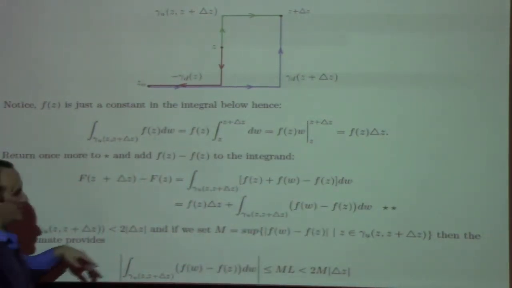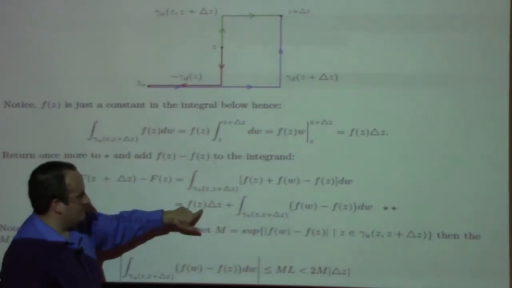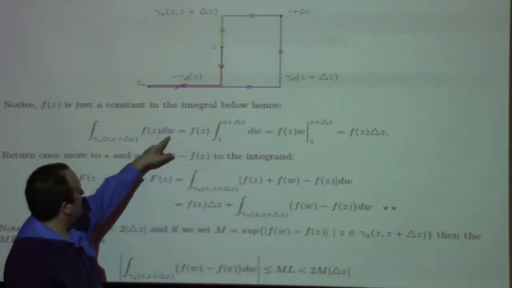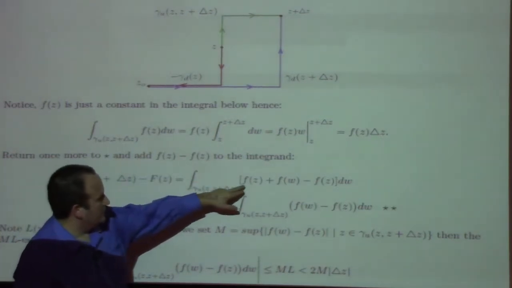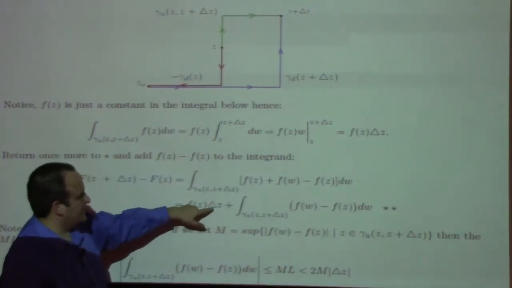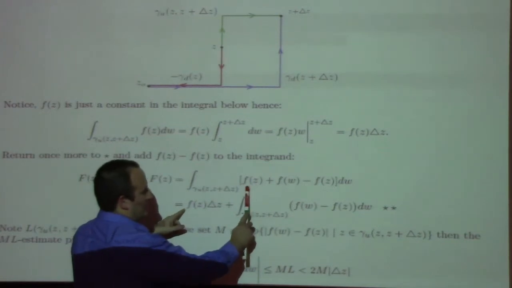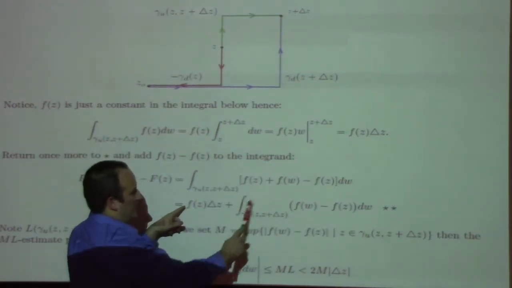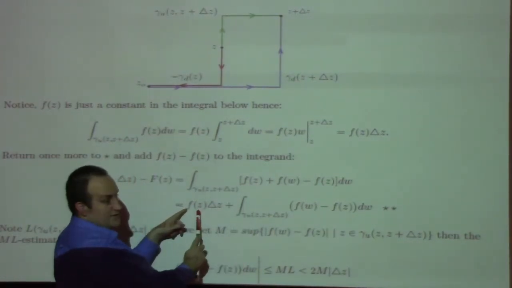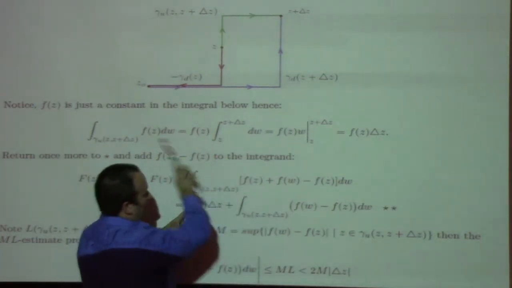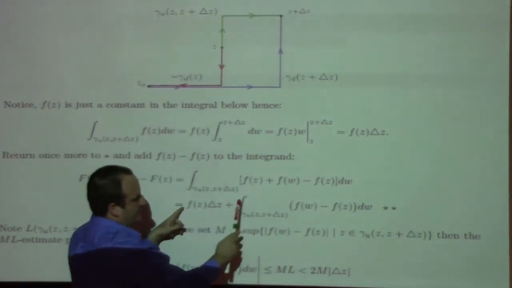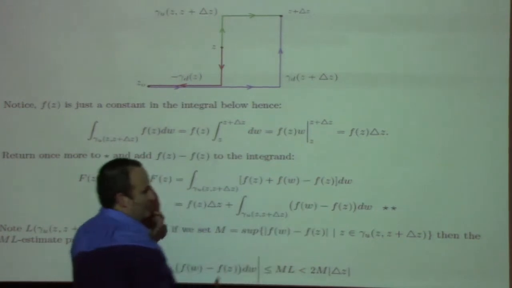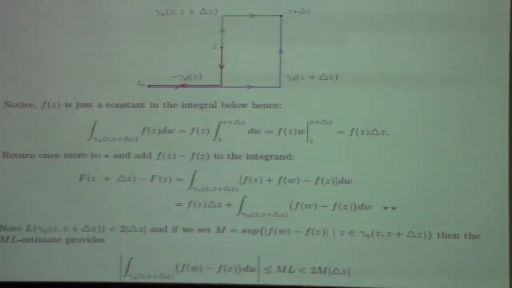So, of course, the f of z dw piece, we just explained that that gives you f of z delta z. So this right here integrates to that piece, right? And then you're left with, by this calculation right here, f of w minus f of z dw, which I call the star-star equation.